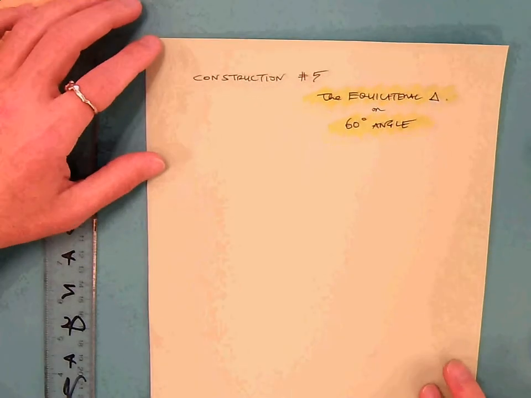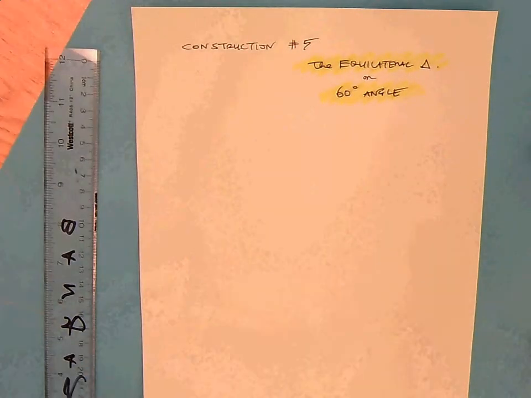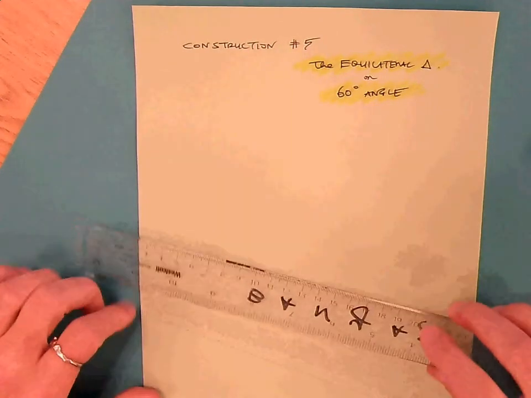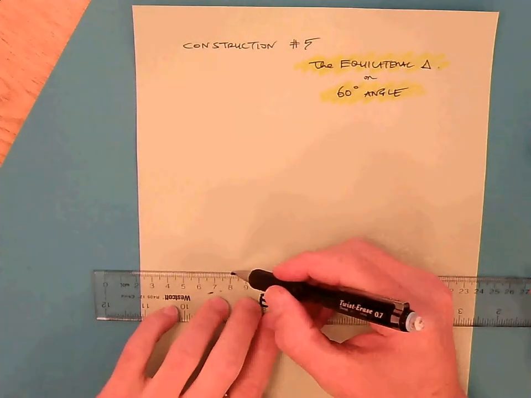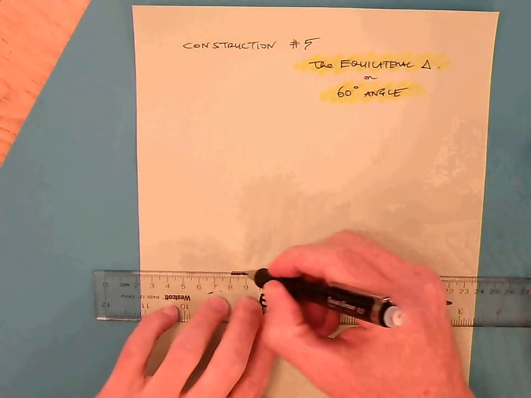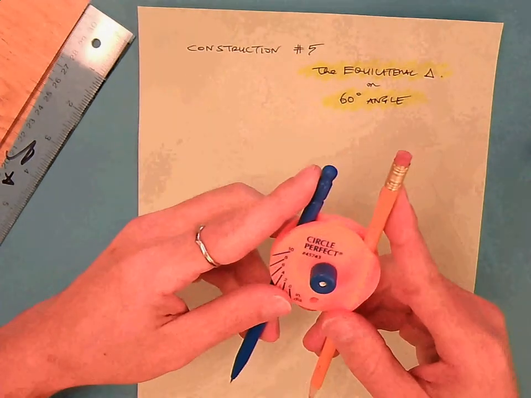And for my last construction, it's just an extra one. I want you to construct an equilateral triangle. And by doing so, you'll be able to construct 60 degrees exactly. So it's a very simple construction. Here we go. First off, draw a segment. Not too big, not too small, just so you could use it. Easy enough. Get your compass.